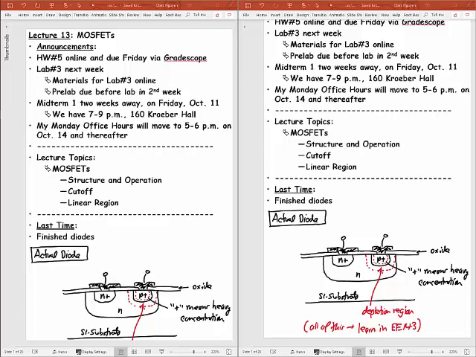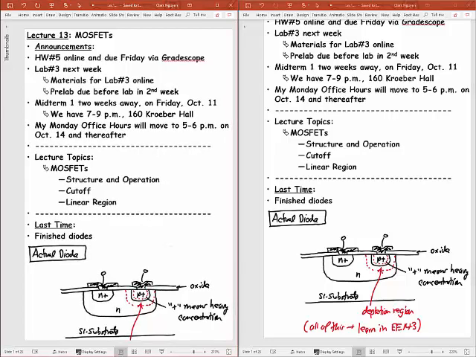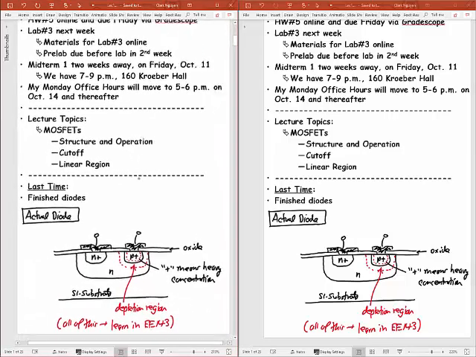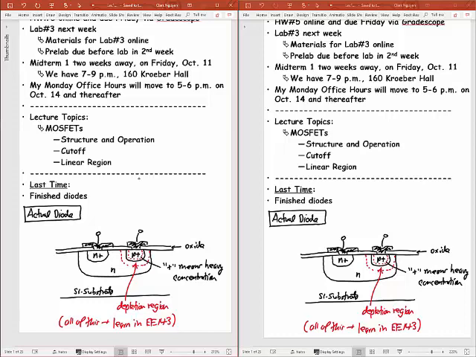So again, the lecture topic today will be MOSFETs, structure and operation, the regions of operation. First one will be the cutoff region and then the linear region. Before doing that though, let's take a little look at what we did last time, which was we finished diodes. And the last thing I was doing was showing you the physical structure of an actual diode, an integrated circuit diode.